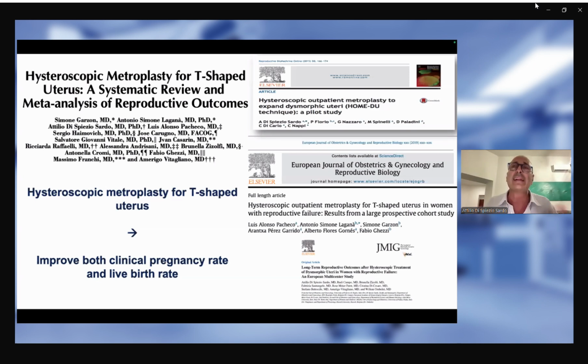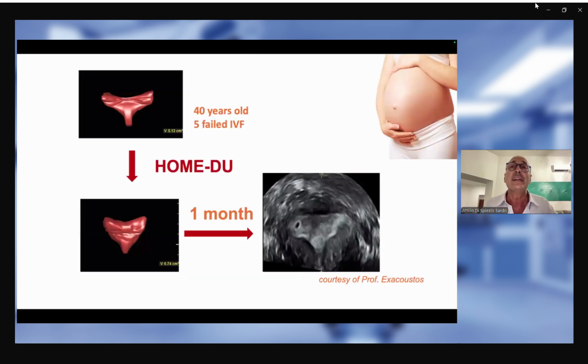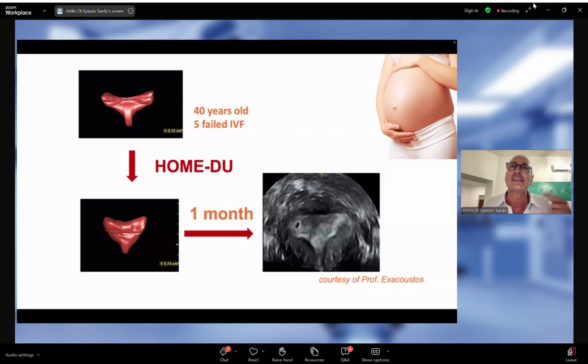I think that this kind of surgery can dramatically improve the shape of our uterus, but mostly also improve the microscopic environment of the endometrium, because we see that many ladies, nearly 30% of ladies with previous failed IVF, after the treatment of this anomaly, can get a pregnancy, even spontaneously.